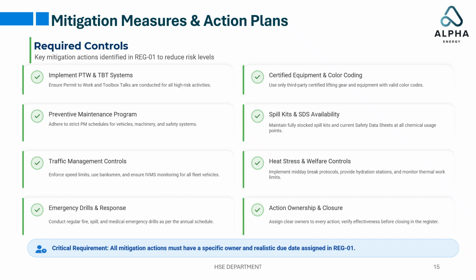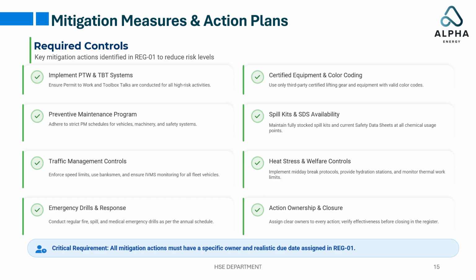scheduled maintenance plans. Traffic management controls are required to enforce speed limits, utilize banksmen when necessary, and monitor fleet vehicles through IVMS systems. In addition, organizations must conduct regular emergency drills and response exercises, such as fire, spill, and medical emergency drills, according to the annual schedule.